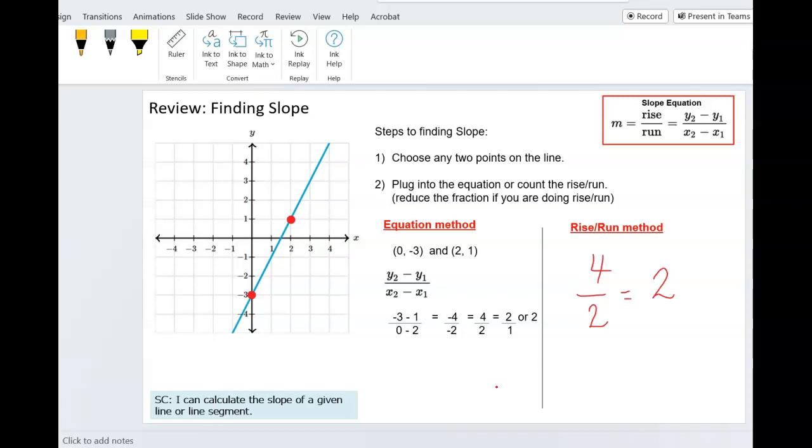If anyone has any questions about the equation method, you could let me know.